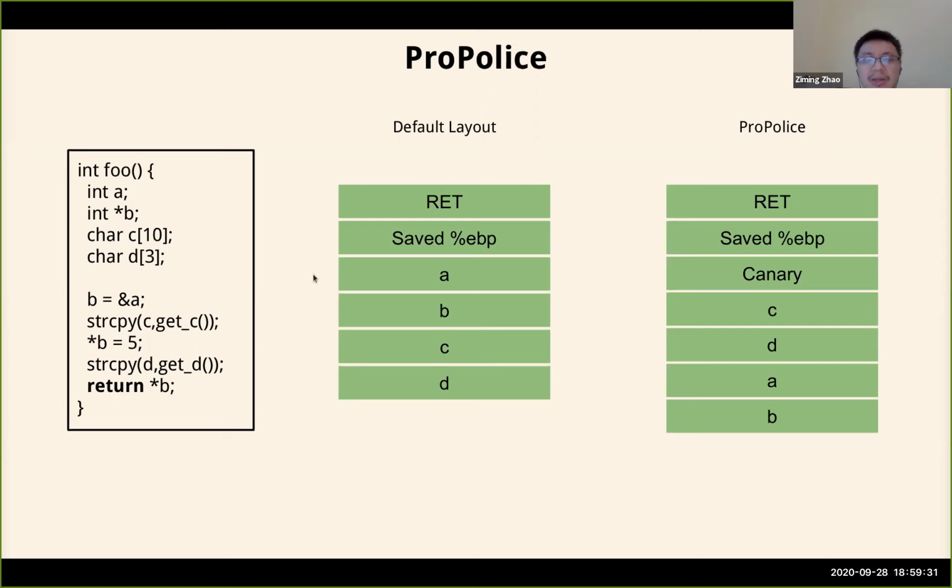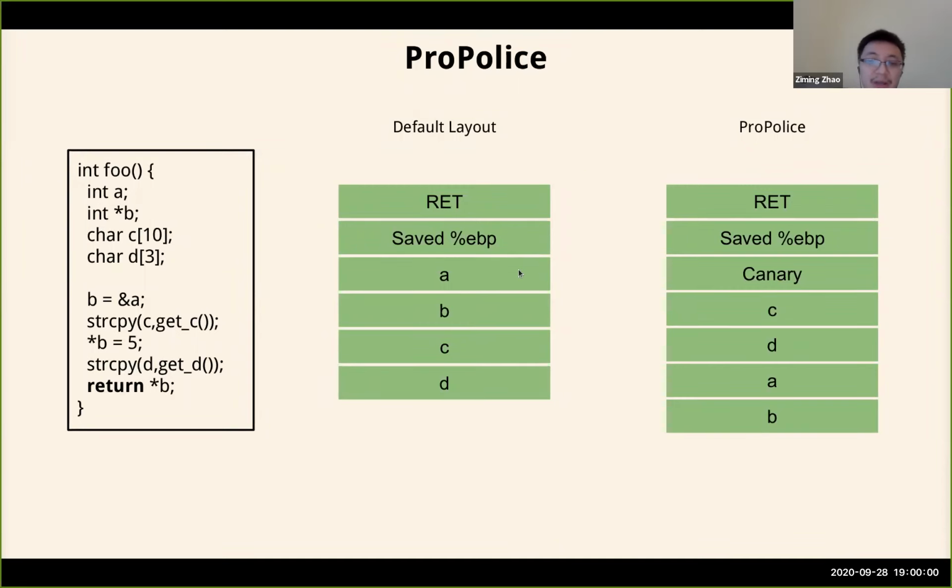So the stack layout we are familiar with, we have a stack layout like this. We have the return address on the top, the saved EBP, then A, B, C, D will be laid out in the order they are defined in the function. Okay. Then the problem here is D can override C and everything above. C can override B, A, and everything above.